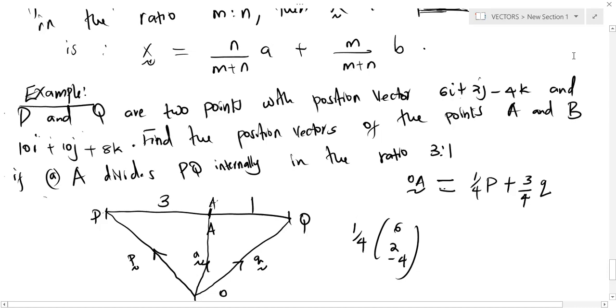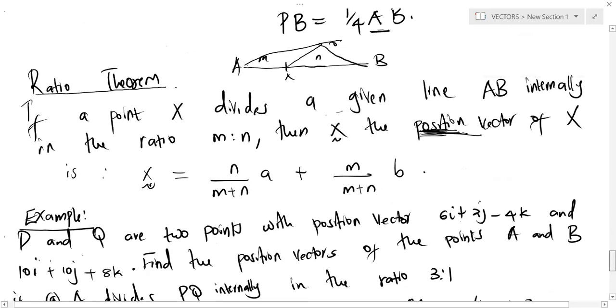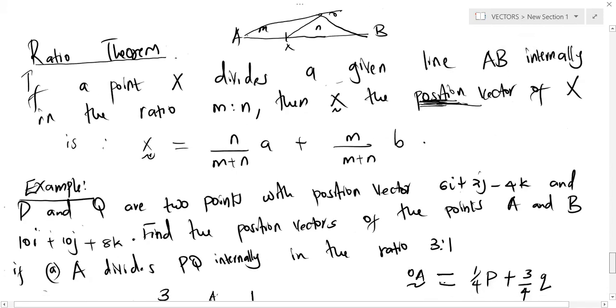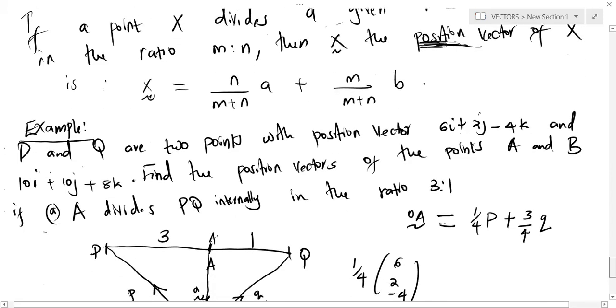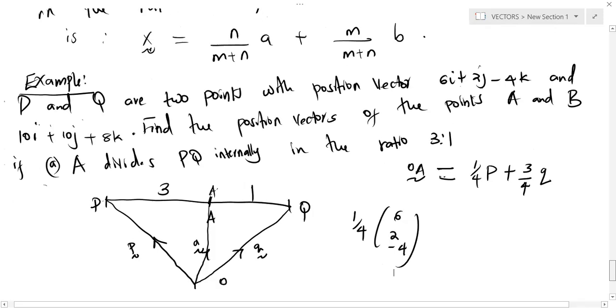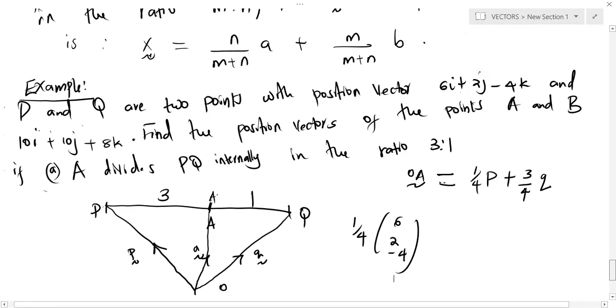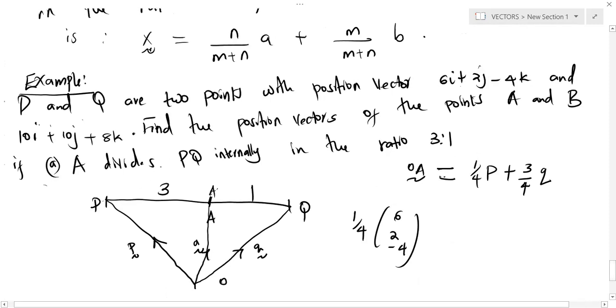3 over 3 plus 1. If you look at this again, this says if the point X divides a given line AB internally in the ratio M to N. So our X here is A in this particular question. So here we're having our A dividing this in the ratio 3:1. So our M is clearly 3 and our N is clearly 1. Then X is the position vector of X. So the position vector is given by that formula here. So if M corresponds to 3 and N corresponds to 1, then this is what we are going to have.